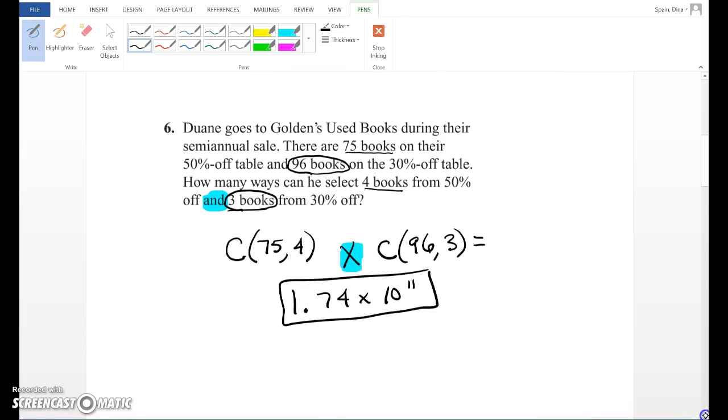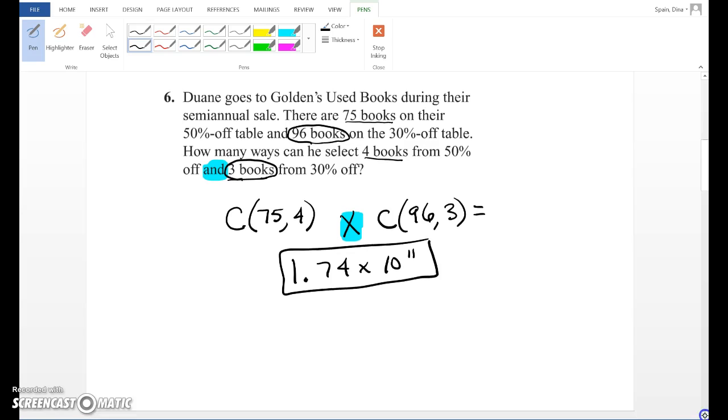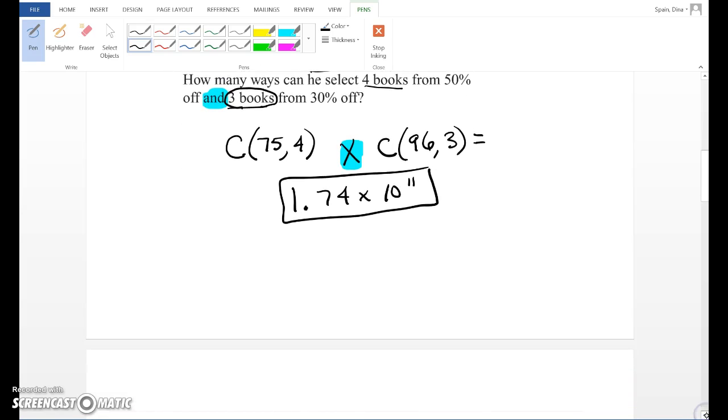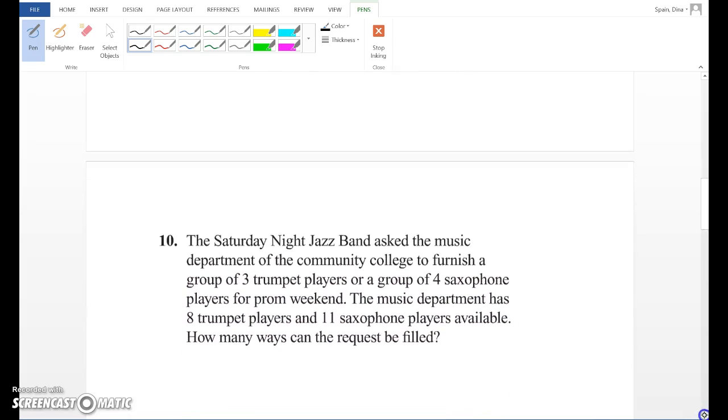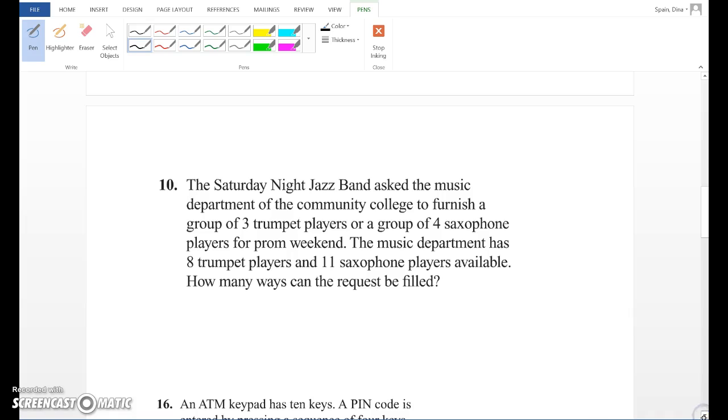Alright, let's scooch down to the next one. I'm in about 8 minutes. Got about 7 minutes left. We'll see how we do. I've got several examples of these. So in your homework, you'll do a bunch of different ones. Let's jump down to number 10.